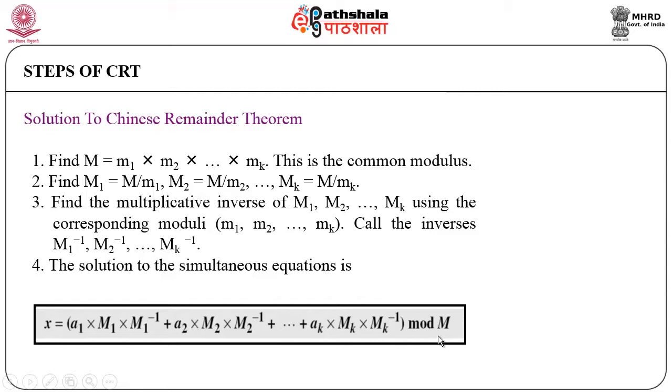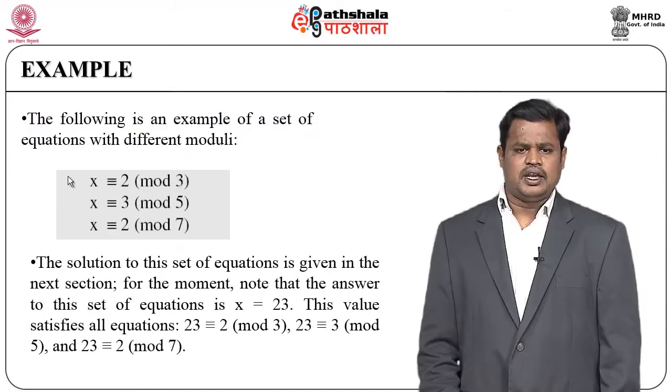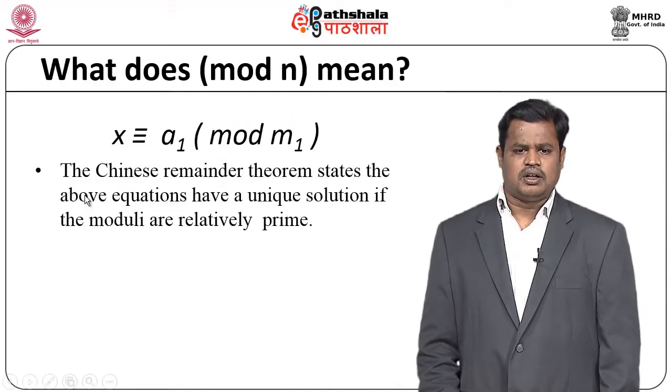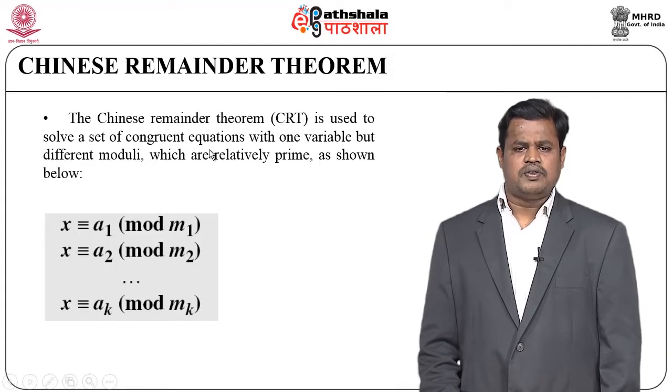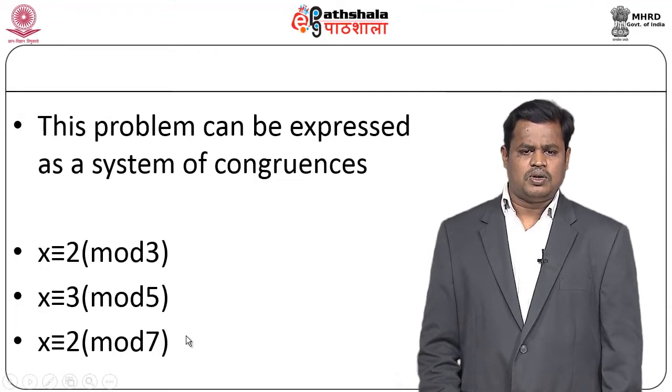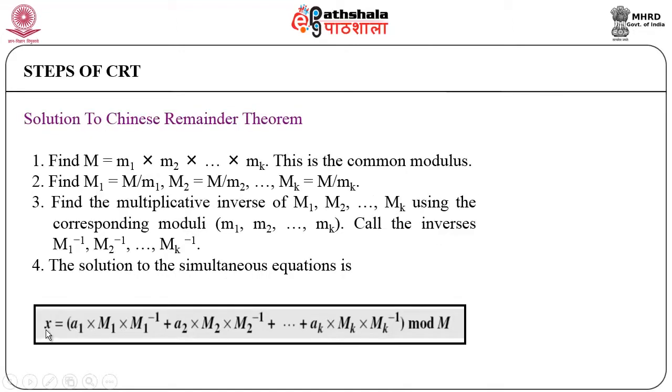So, we can understand here, this is what we are saying in the case of our Chinese remainder theorem. Here is a set of congruent equations with one variable but different moduli. So, x is our one variable. Now, we can understand that this x can be obtained with the help of these 4 steps, by getting the common modulus.